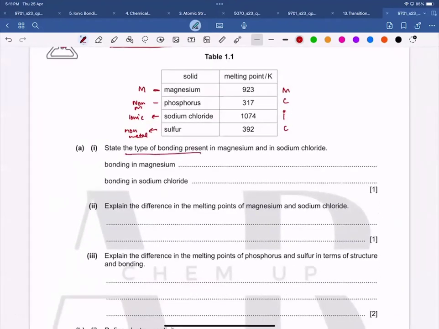State the type of bonding present in magnesium and in sodium chloride. So in magnesium, it's metallic bonding, and in sodium chloride, it's ionic bonding. Okay. Now explain the difference in melting point of magnesium and sodium chloride.